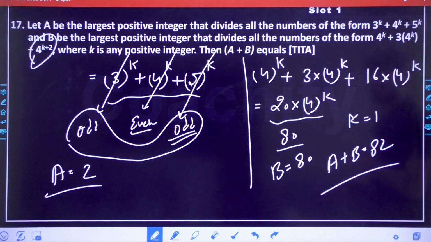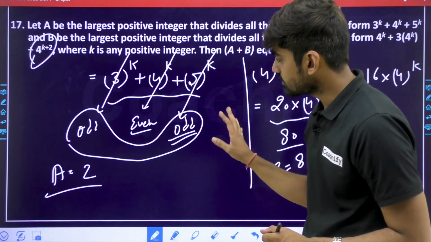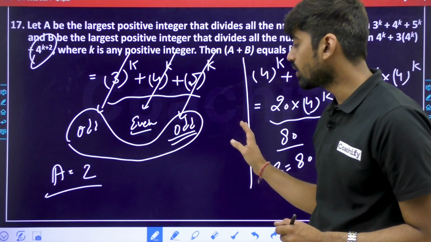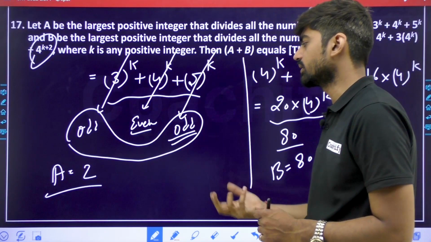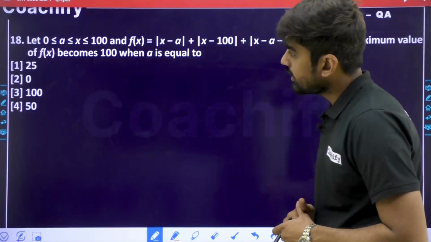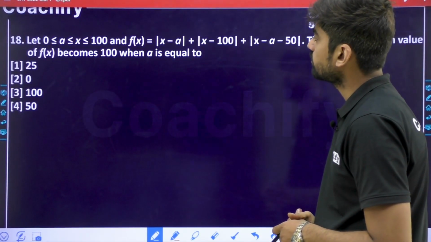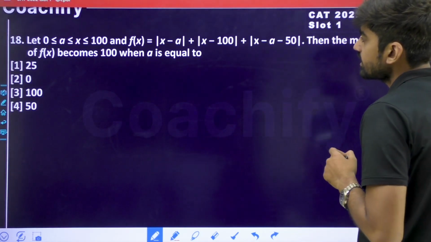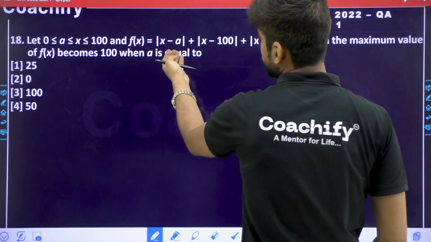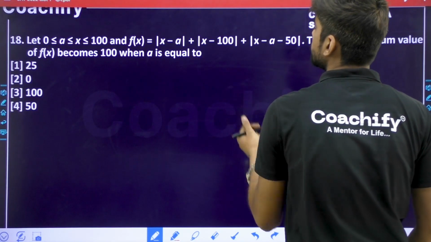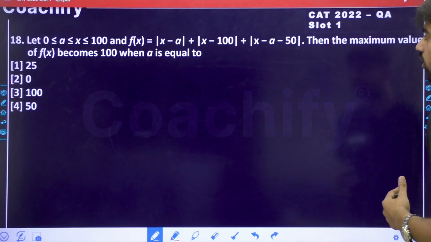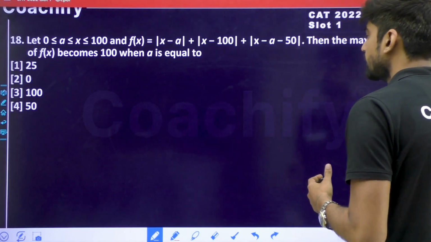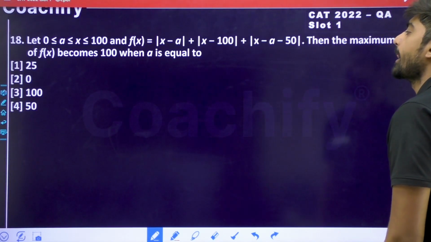So guys, this was a very easy question. All you have to do is understand the concept of odd and even, how the sum of two odd numbers becomes even and the sum of even and even becomes again even. So I have another question based upon modulus, and the question says that a function is given which is mod of x minus a plus mod of x minus 100 plus mod of x minus a minus 50, or mod of x minus of a plus 50.